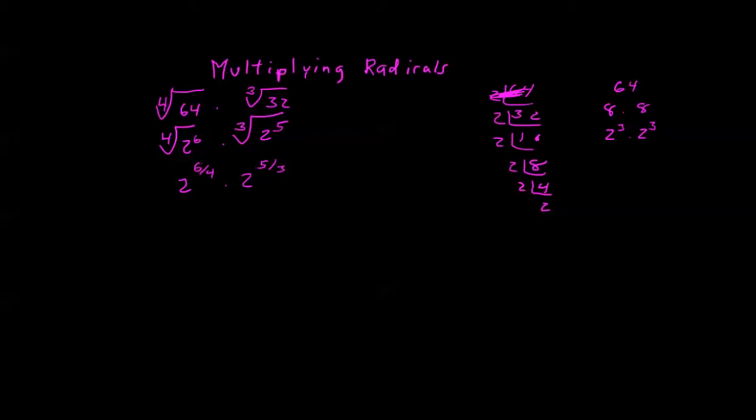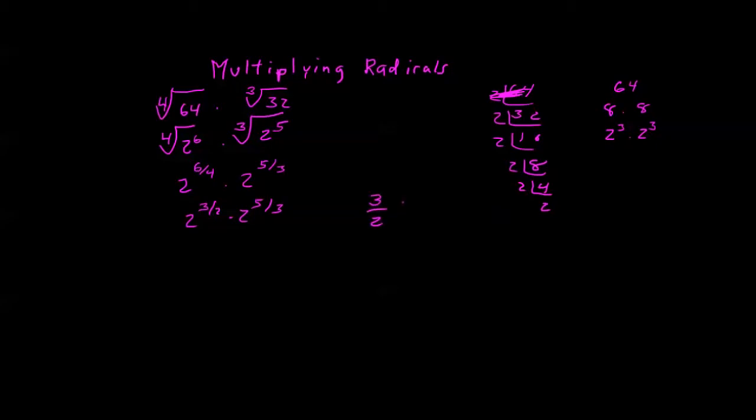And I can simplify 6/4 to 3/2. Easier to work with smaller fractions, 5/3. Now, when we multiply like bases, the key is this only works if the bases are like. If you have a 2 and a 3, it's not going to work. You can't do it. But our bases are the same, and they will be on all your problems. So now we have to add the exponents.